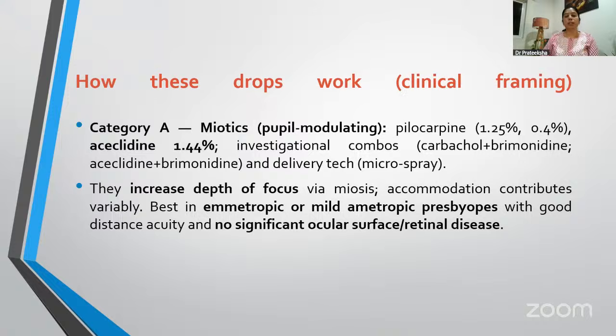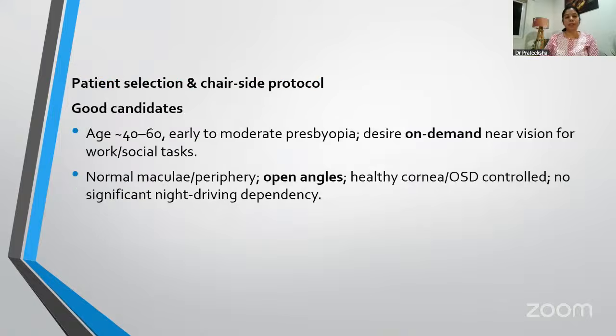How these drops work, clinical training. So category A miotics like pupil modulating pilocarpine 0.125 or 0.4 or aceclidine 1.44%, investigational combos carbachol, brimonidine, and delivery technology is microspray. They increase depth of focus via miosis, accommodation contributes variably. But in emmetropic or mild emmetropic presbyope with good distance acuity, no significant ocular surface and retinal disease.